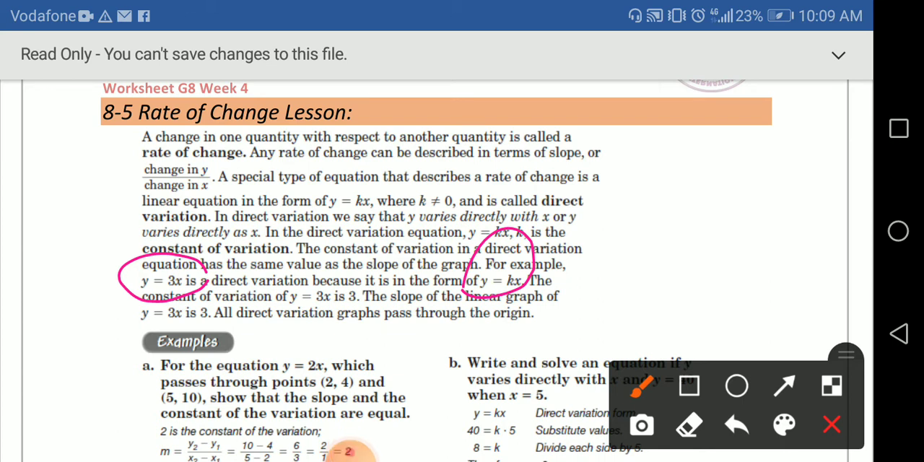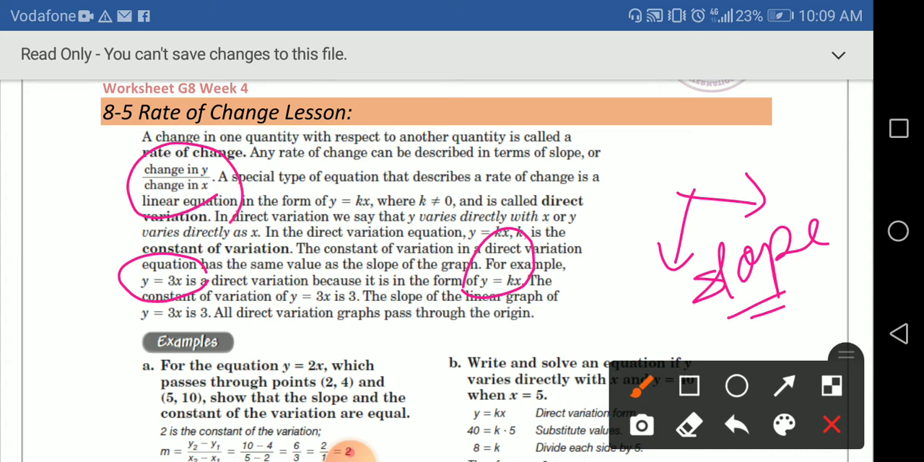Okay, so guys, let's summarize what we said now. We have here a rate of change in two quantities. It can be expressed by using slope or the change in y over change in x. And we have here direct variation, which has this formula, y equal kx, where k here is fixed in the equation, and here the change in y with direct change in x, or change in x with direct change in y.